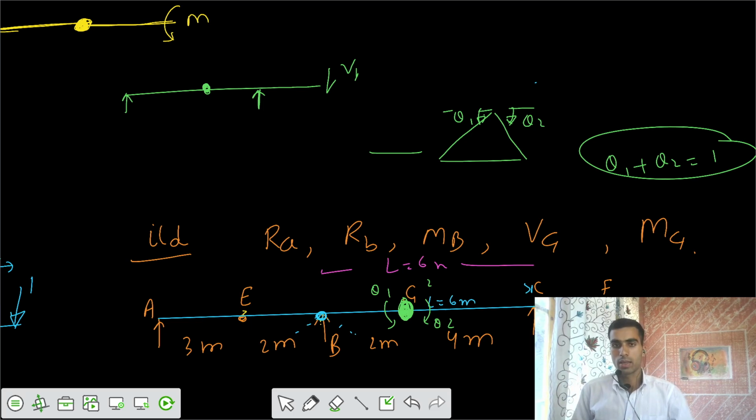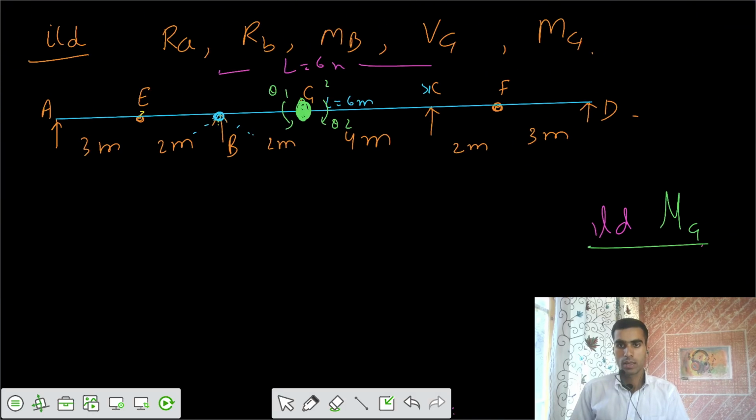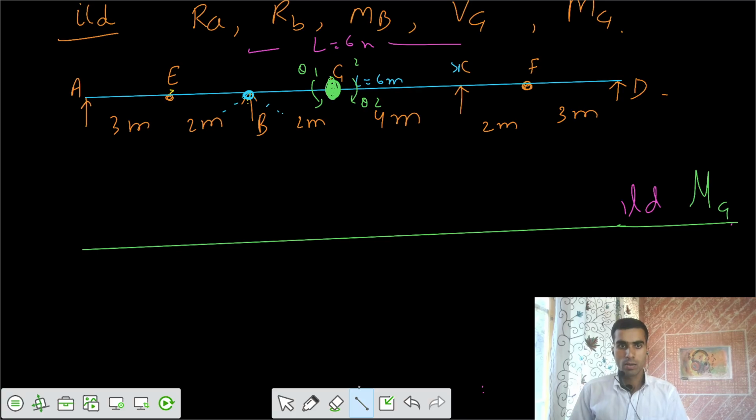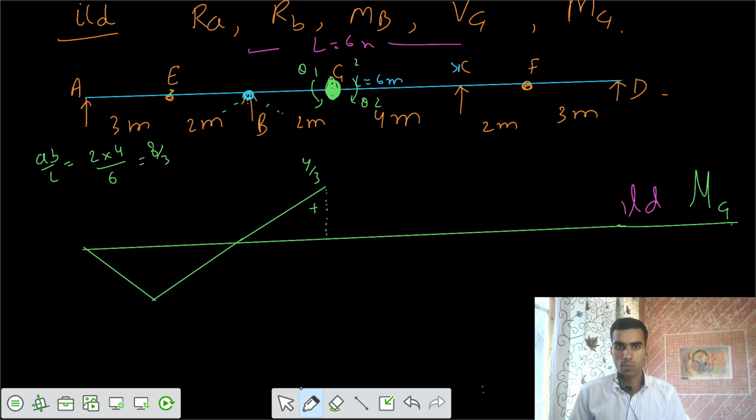So let's have the ILD for this part. I would say support B does not go anywhere, but your G goes upwards, and your E goes downwards, and after that you have to ensure that A does not go anywhere. So this is your profile. I know this ordinate value. This value is equal to AB by L, that is 2 into 4 by 6, that's 8 by 6, 4 by 3. This ordinate is positive 4 by 3.